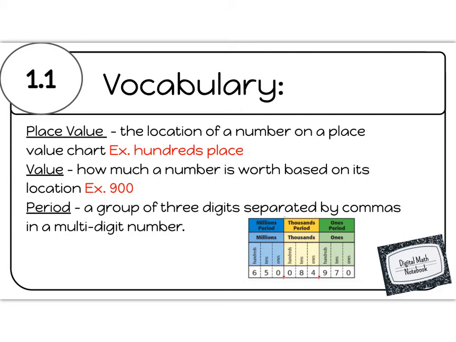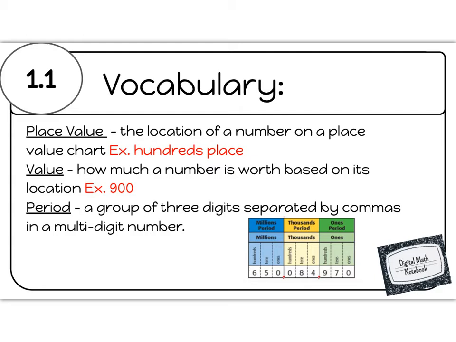Our next word is value, how much a number is worth based on its location. For example, if there is a 9 in the hundreds place, like there is in this example here, then that 9 would be worth 900.